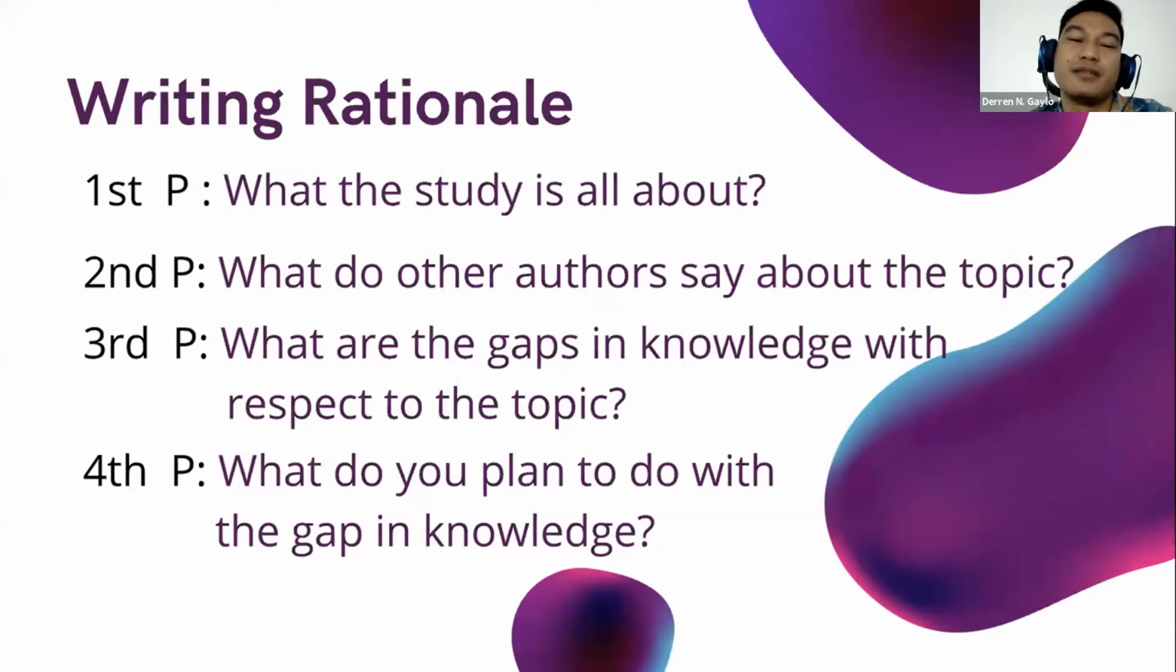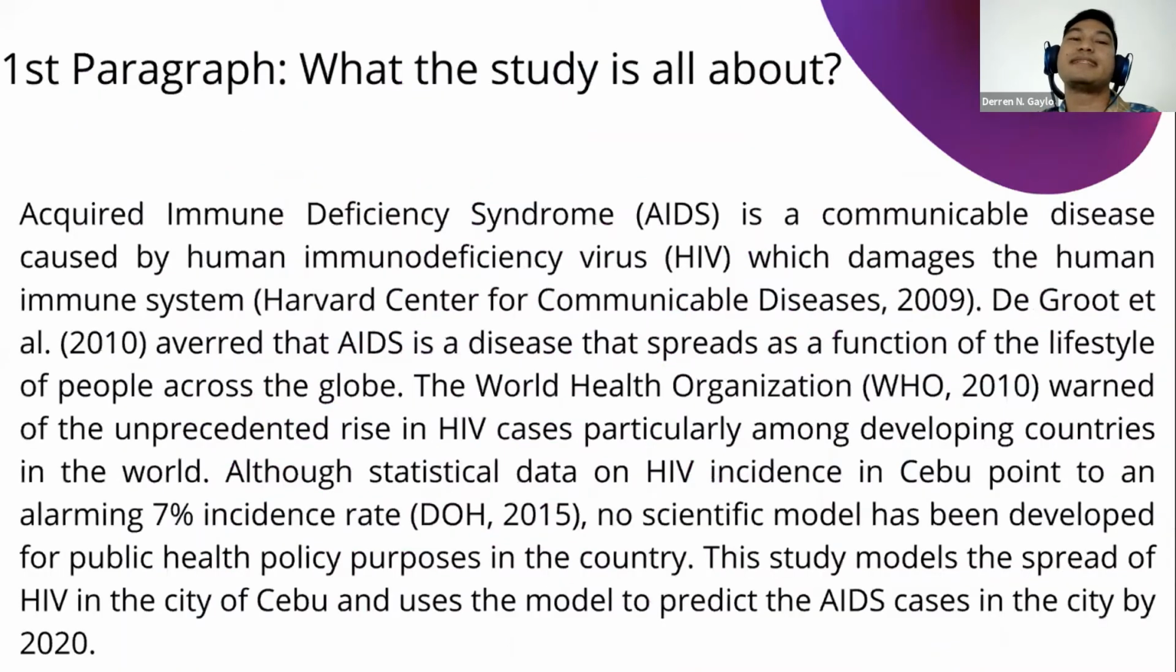And then the fourth, what do you plan to do with the gap in knowledge? So what will you do in order to address that? So you can then start looking into your research objectives after that, because you already know what is the gap that you need to answer. And I have here an example, I think. Okay, here's an example. I think this is a study on AIDS.